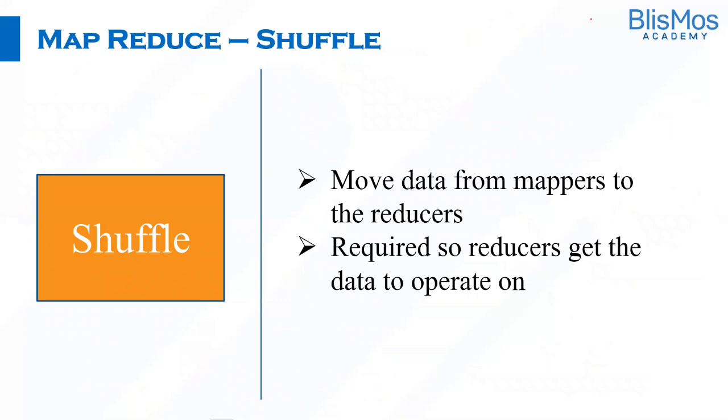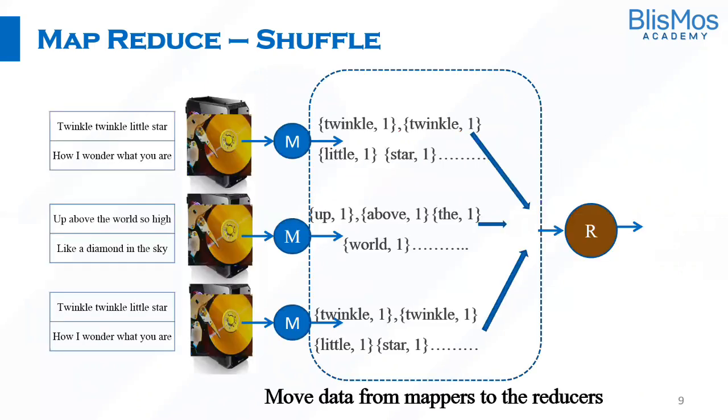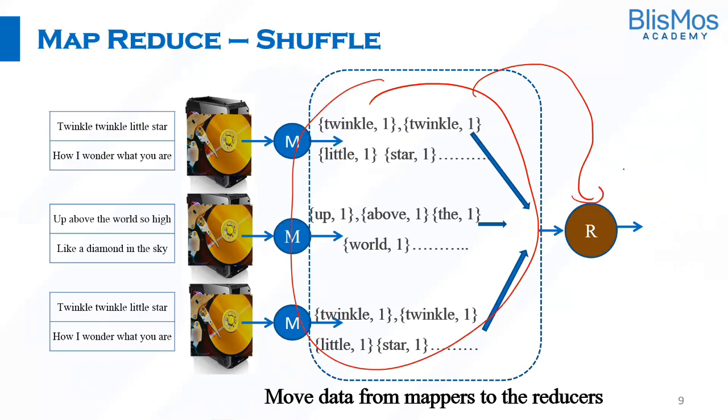Having understood the reducer, let us move on to the next step. We have shuffle. Shuffle takes care of moving the data from mappers to the reducers. There should be somebody who takes care of taking all the key value pairs from the mapper to the reducer, right? That is done by the shuffle. In this case, we have key value pairs like twinkle one, up one, above one. All these key value pairs would be sent to the reducer so that the reducer can aggregate these, or reduce key value pairs with the same key.